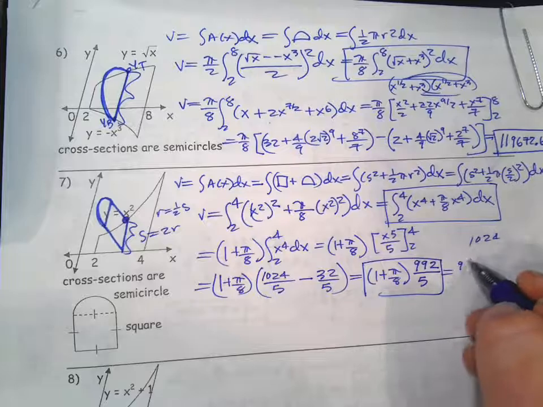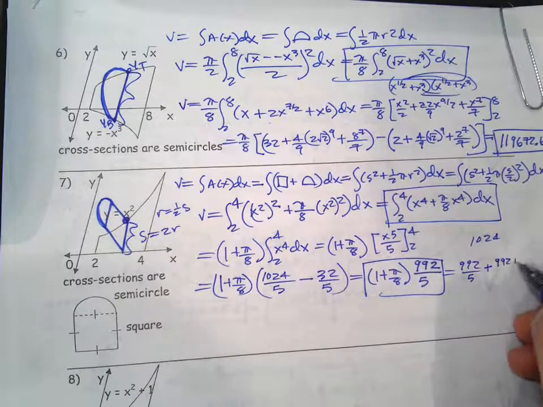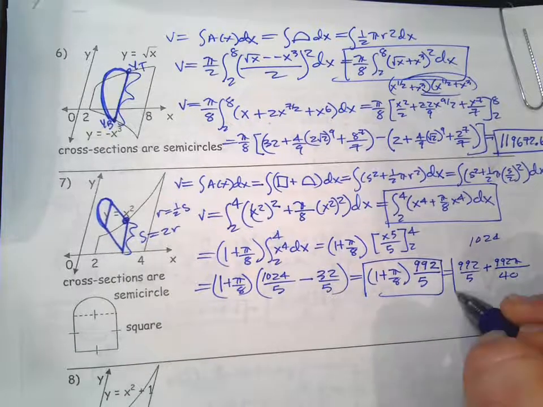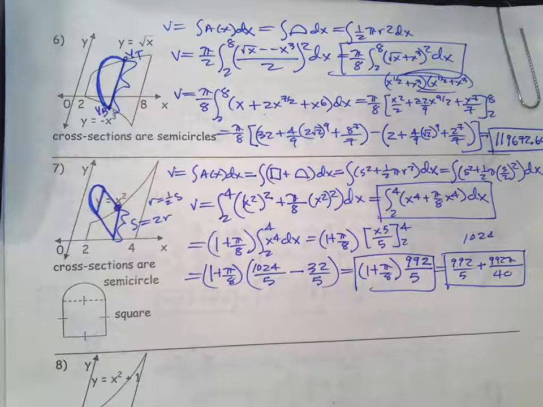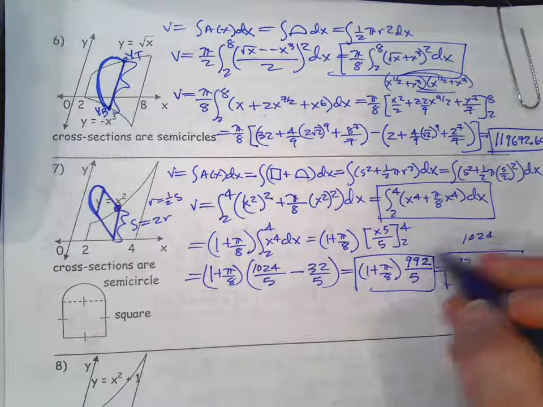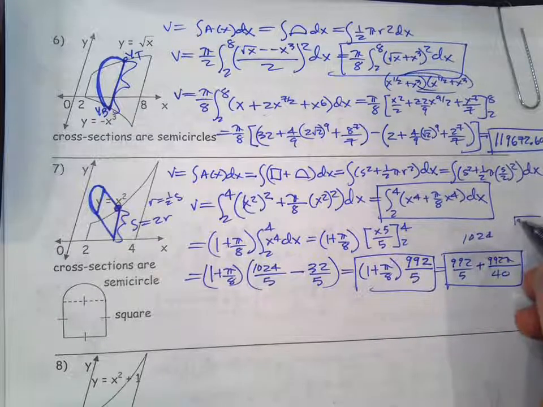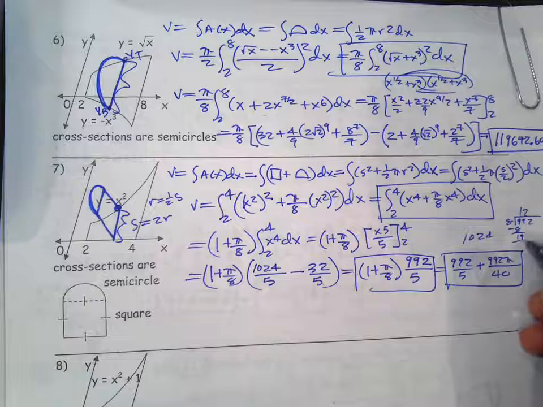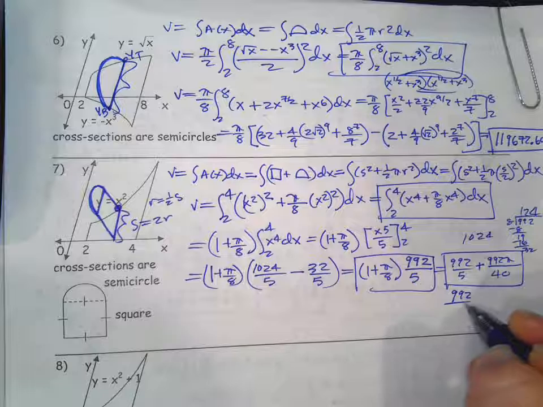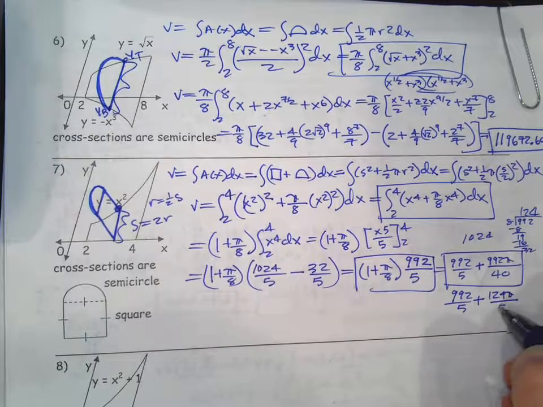We could distribute 992 over 5 plus 992 pi over 40. We could probably reduce that if we wanted to. Obvious 8 might go into 992. Actually, I don't know. Let's see, 992 divided by 8. Okay, so we could say 992 over 5 plus 124 pi over 5.